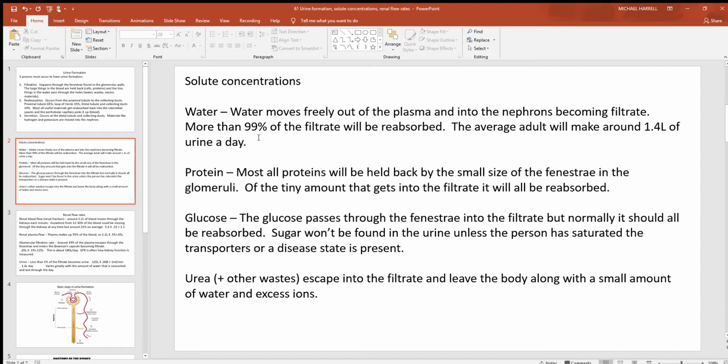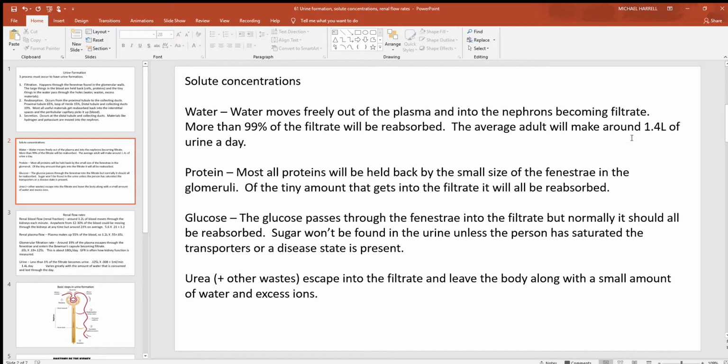And of course, there's no pure water anywhere in the body. There's always materials dissolved in it. Lots of little solutes there. So more than 99% of this filtrate is going to be pulled back into the body. If you look at the huge quantity of water that goes into these nephrons every day, you've got to be pulling most all of it back. You'd lose way too much water too fast.